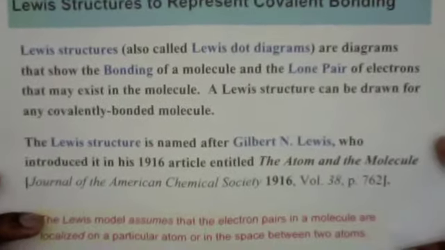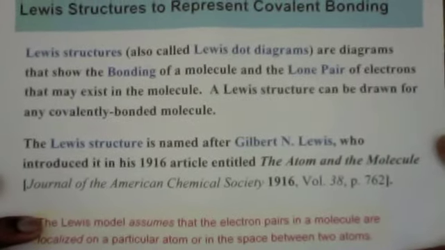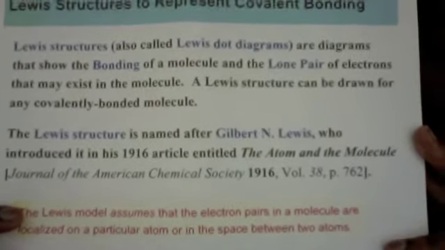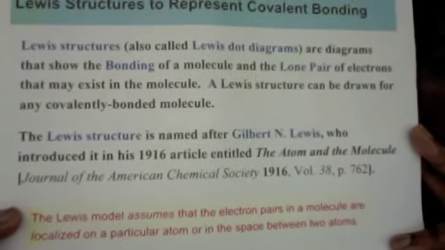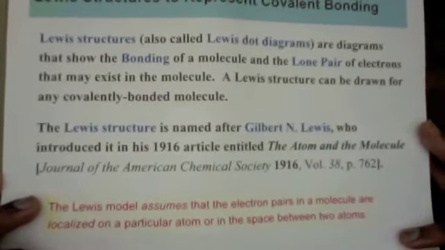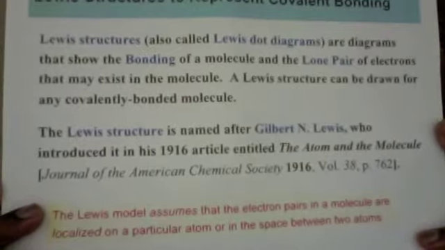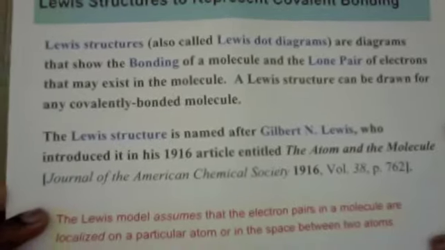Lewis structures are used to represent covalent bonding, also called Lewis dot diagrams. They show the bonding of a molecule and the lone pairs of electrons that may exist in the molecule. A Lewis structure can be drawn for any covalently bonded molecule. It's named after Gilbert N. Lewis, who introduced it in a 1916 article called The Atom and the Molecule. The Lewis model assumes that the electron pairs in a molecule are localized on a particular atom or in the space between two atoms. So it can't be a rule, it's a guideline. That's the main thing with Lewis structures and Lewis dot diagrams.